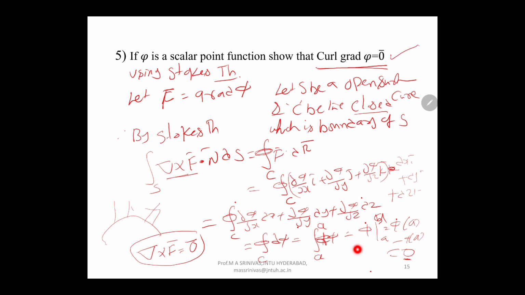What is my f bar now? F bar I have taken as grad phi. Therefore, curl grad phi is a null vector. This is the proof of this result.